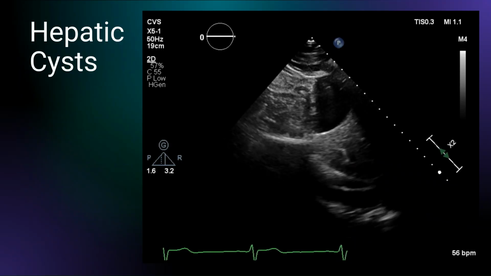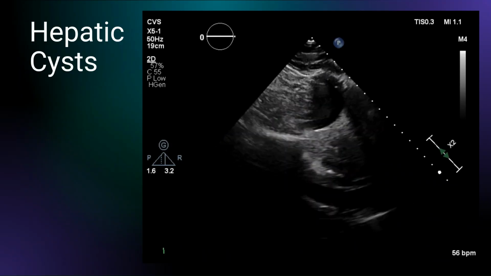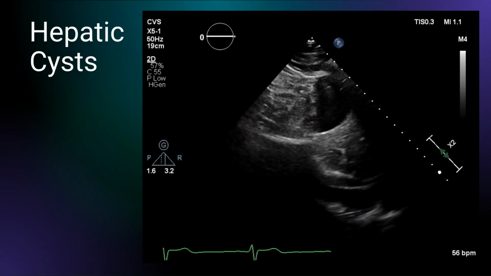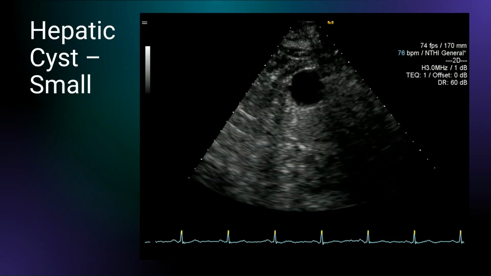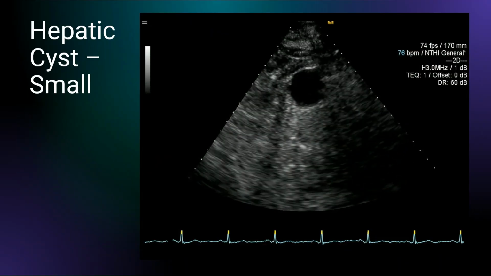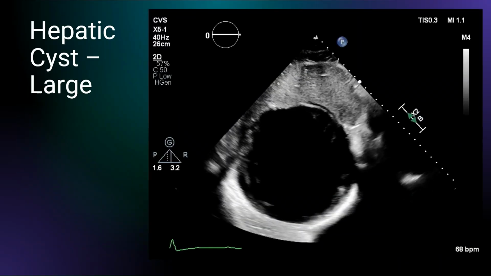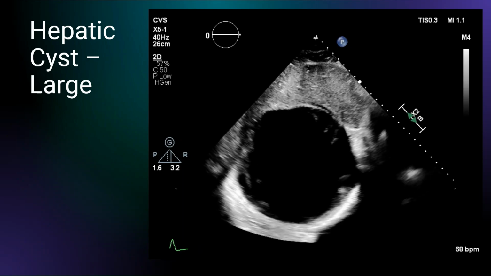And so here, you can see the IVC at the bottom of the picture, and when looking at the IVC you can see this cyst above it in the liver. Again, here's just a little small cyst, and then a large cyst in comparison. Again, quite a good size for that one.